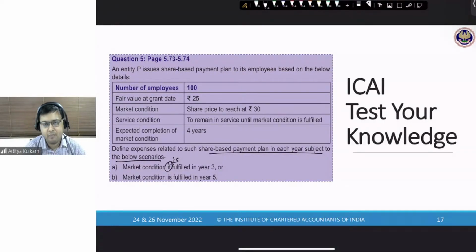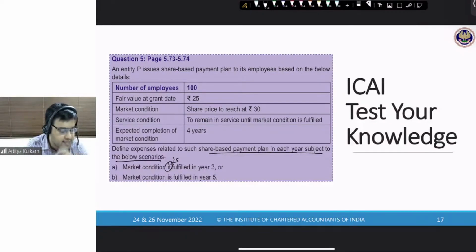Now, look at the way the question is. Look at the way the plan is. You are having a performance condition. Okay. That performance condition is a market linked performance condition. Okay. So that will be ignored. That means we will not consider whether the price reaches 30 or not. That is irrelevant to us. But look at the service condition. Service condition means he has to remain in employment until the market condition is fulfilled. Agreed. So I have to estimate when the market condition will be fulfilled. I have to estimate that. Okay.